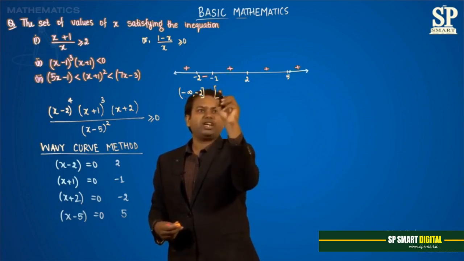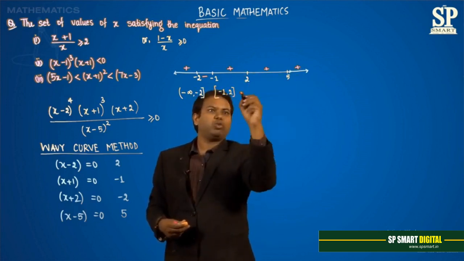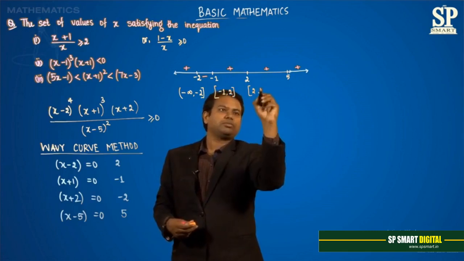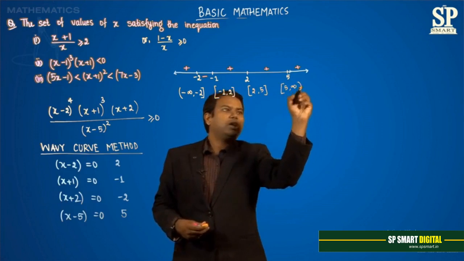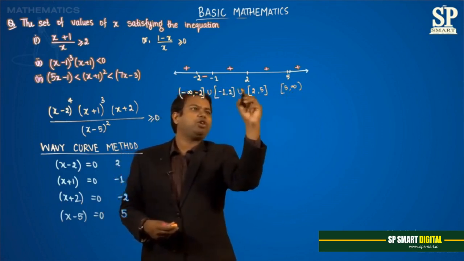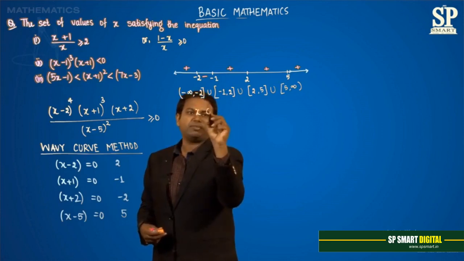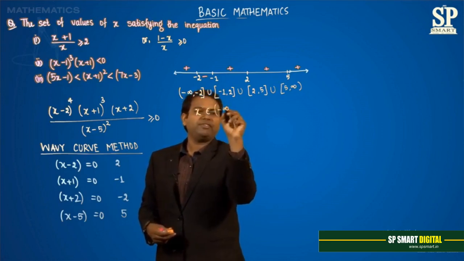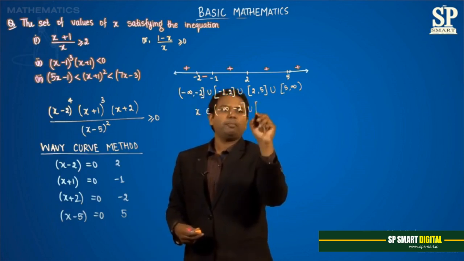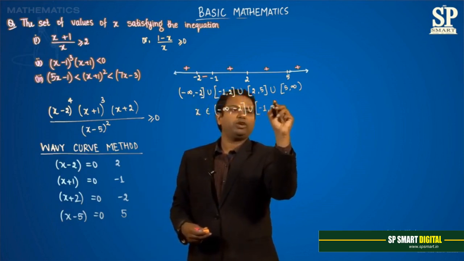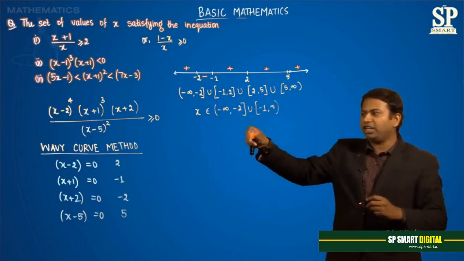Again, the next solution set will be minus 1 to 2. In fact, minus 1 to infinity, if we write them separately. And hence if we write the complete solution set, we can simply write x belongs to minus infinity to minus 2 closed interval, union minus 1 to infinity open. So this is the solution set for the first inequality that we have.